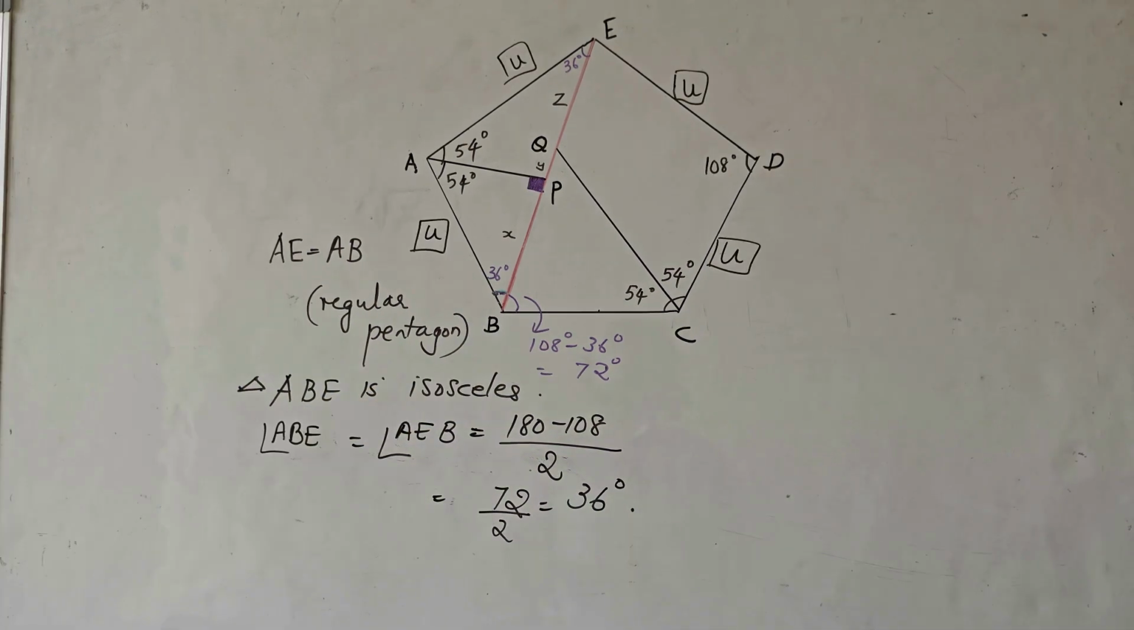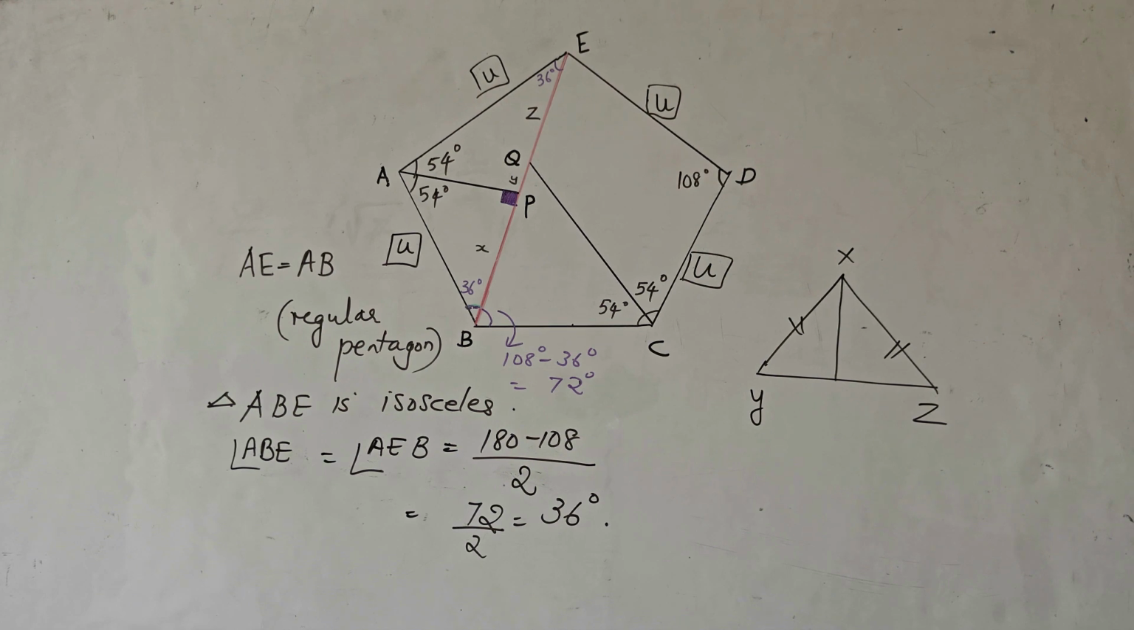This is a regular pentagon, so let us take the length of each side to be U. I have marked the measurement U in the diagram. Also, you know that the triangle ABP is a right angled triangle. Let us see what is the reason.